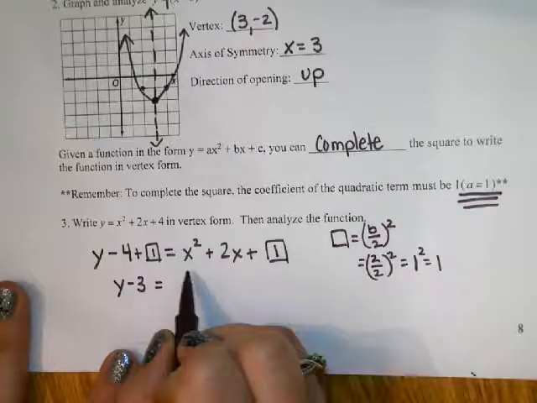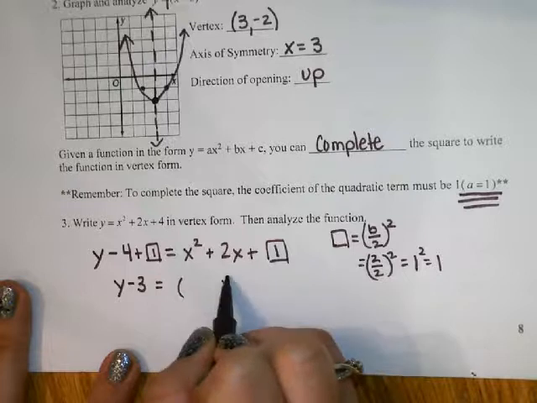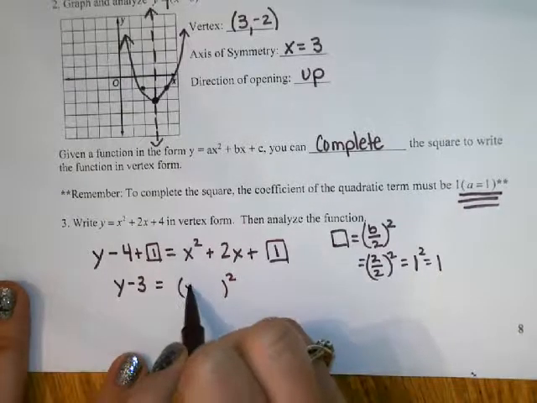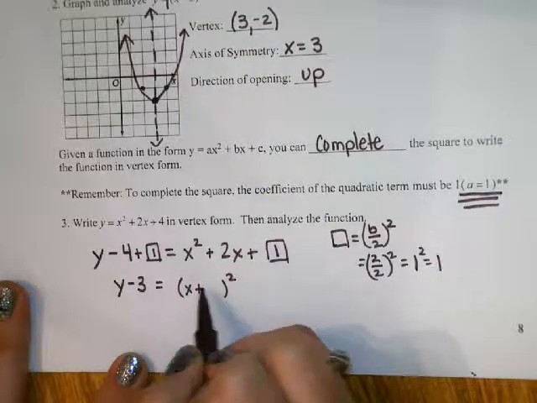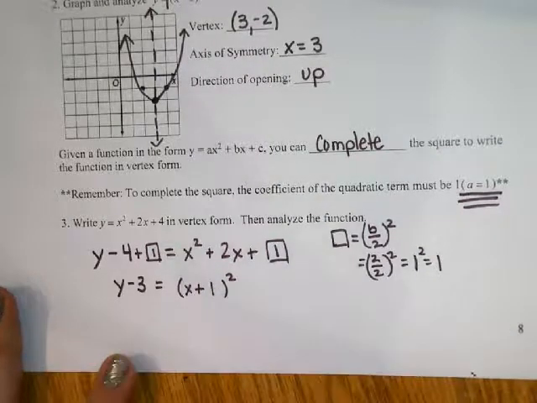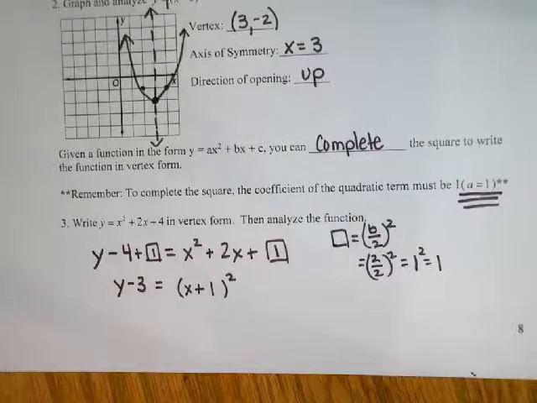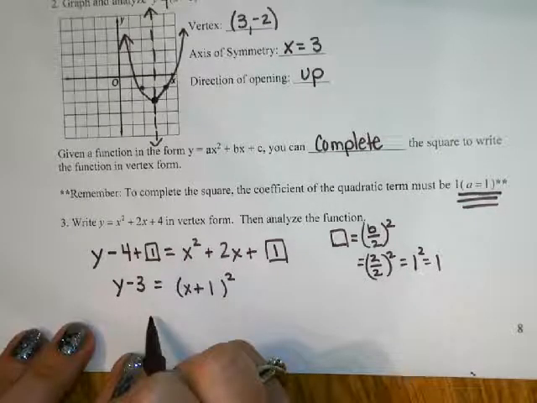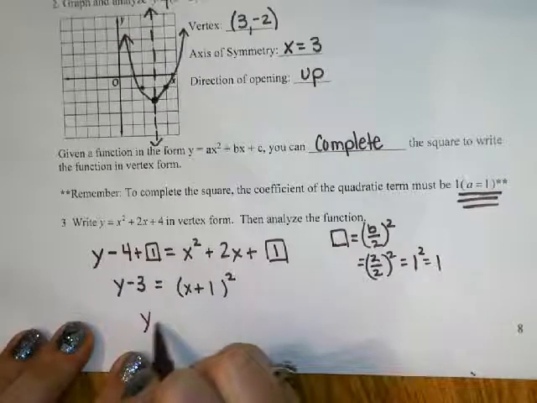Equals, I'm forcing this to factor like that. X, keep the first sign, square root the box. Now I'm going to move the 3 back over to the other side. So y equals x plus 1 squared plus 3. Hey, looky there. He's in vertex form. You did it.